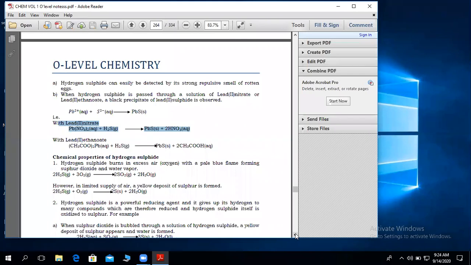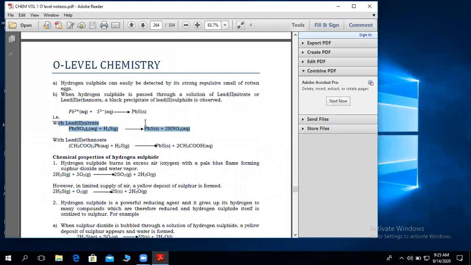So we are wrapping up the test for hydrogen sulfide gas. Number one, it has a repulsive smell of rotten eggs. And for the other test, we can bubble it through a solution of lead II nitrate, and we form a black precipitate, and the black precipitate is lead II sulfide.